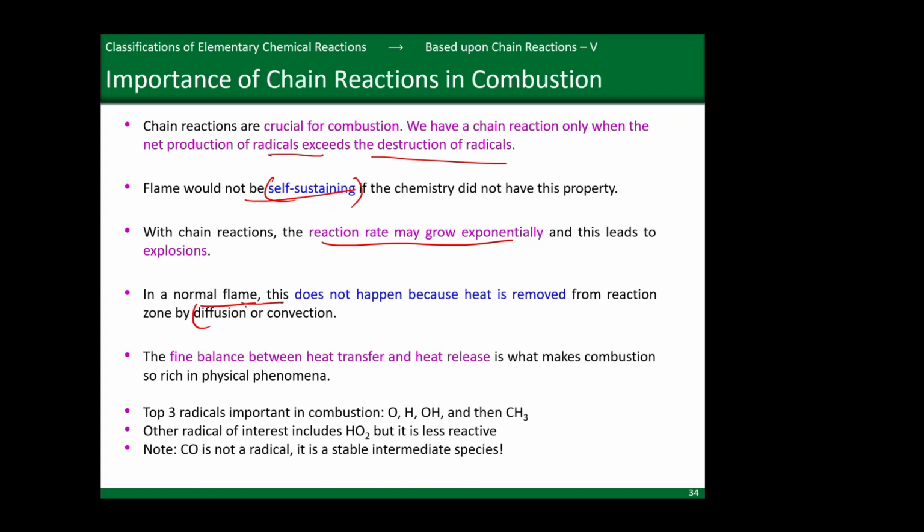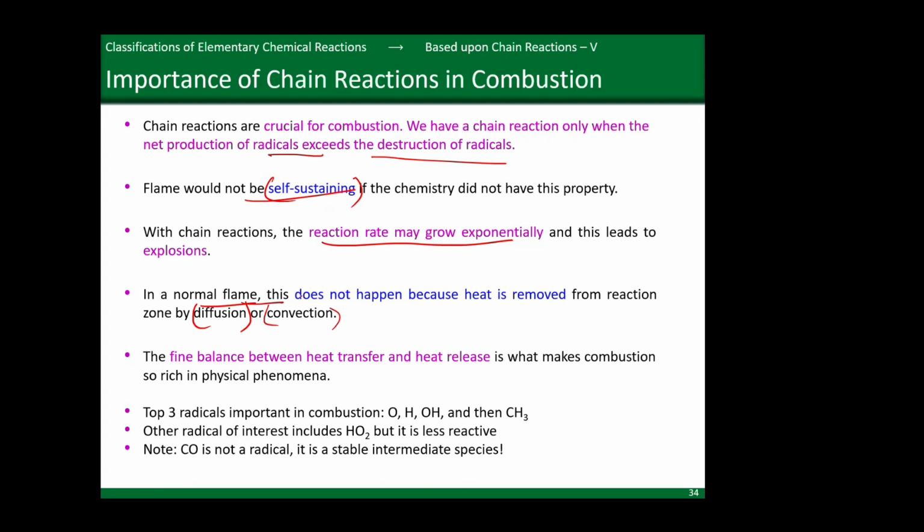Okay, diffusion simply means the heat transfer to the unburnt fuel mixture. Convection is heat transfer to the surroundings. You could also have a situation where you make the flame sit on top of a metal surface, or the flame is anchored to a certain surface, the burner surface itself, and it transfers the heat to the burner surface, or the heat is removed from the flame.